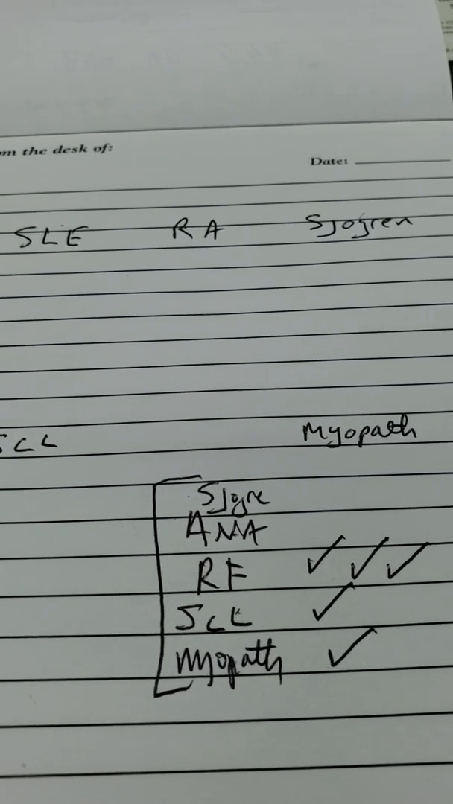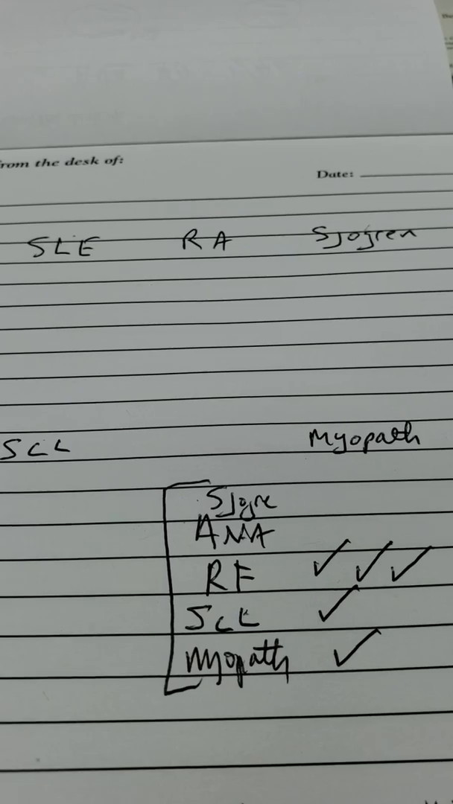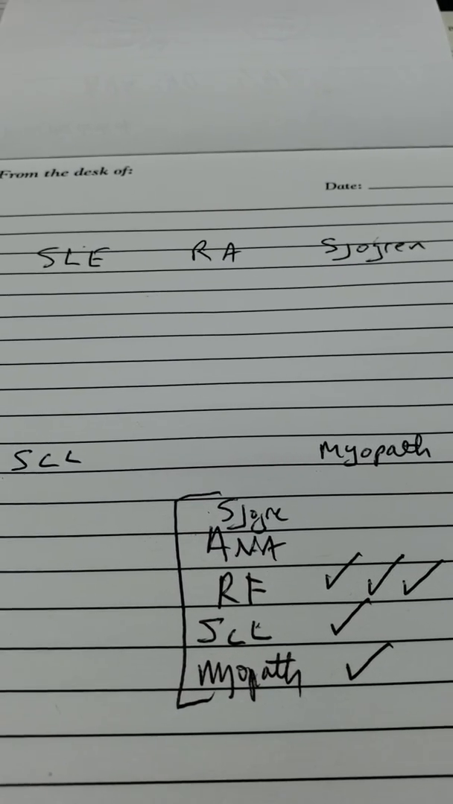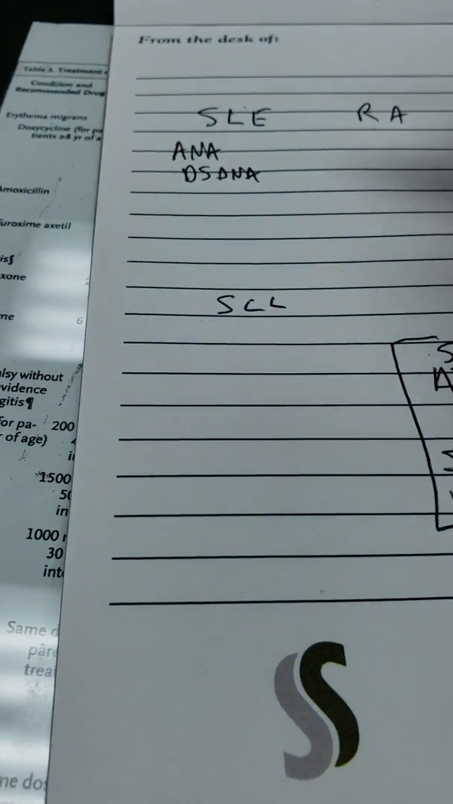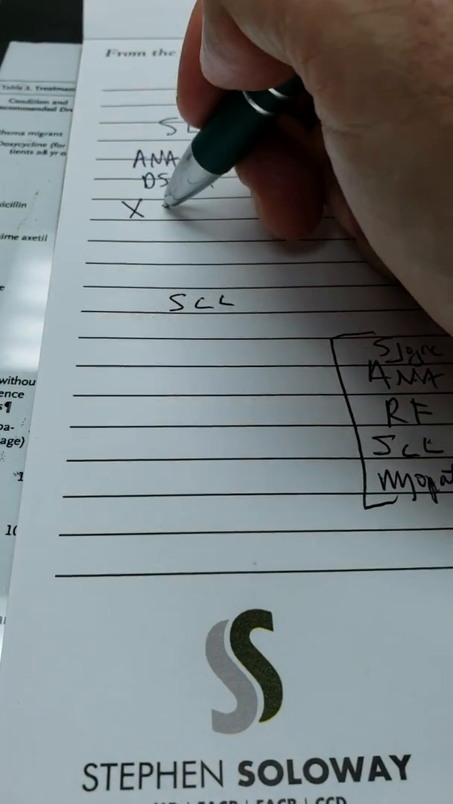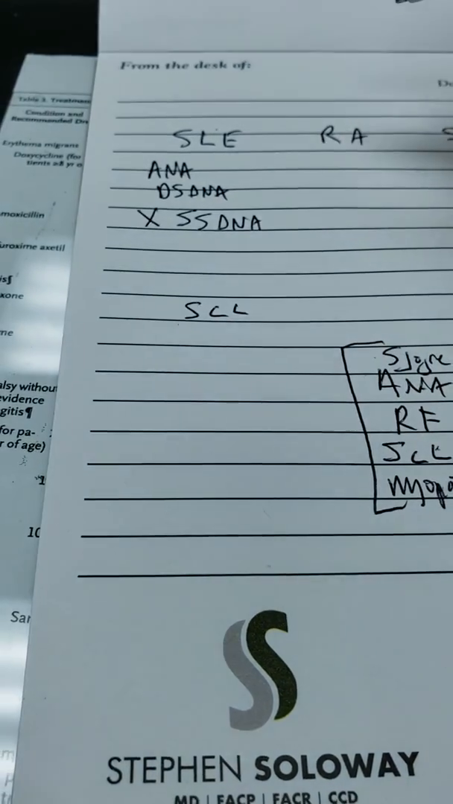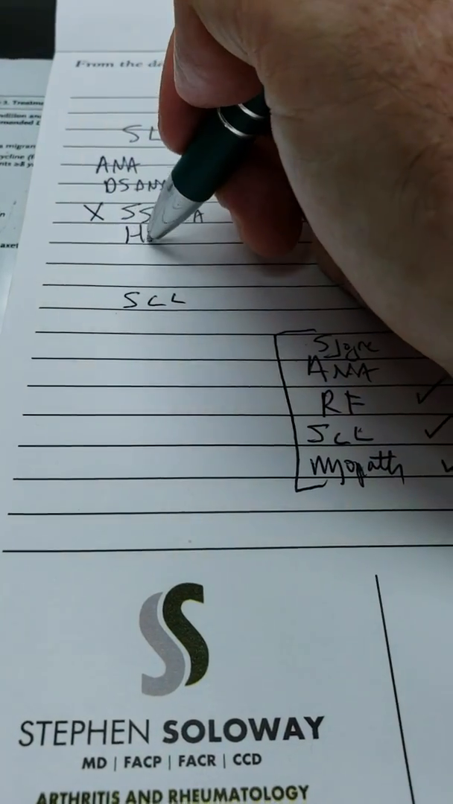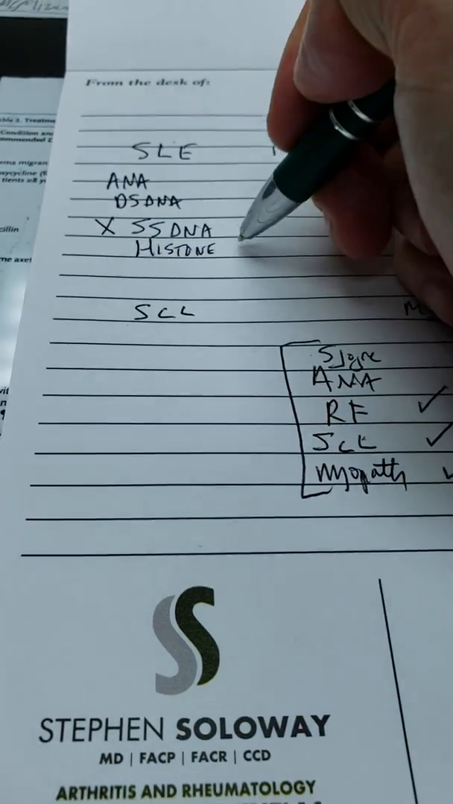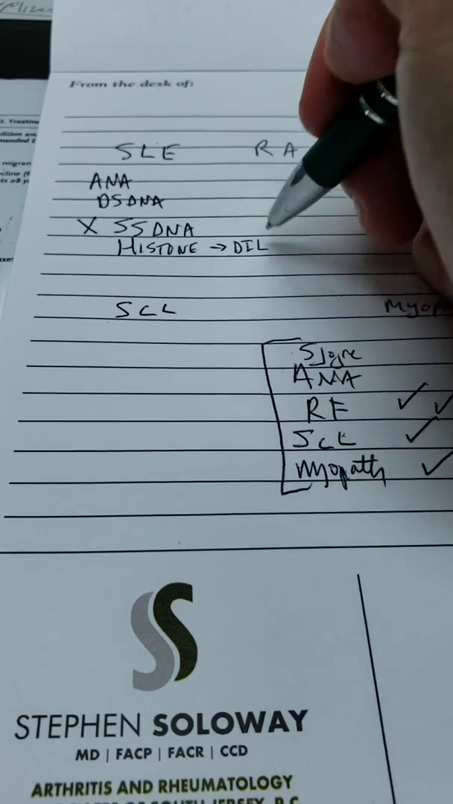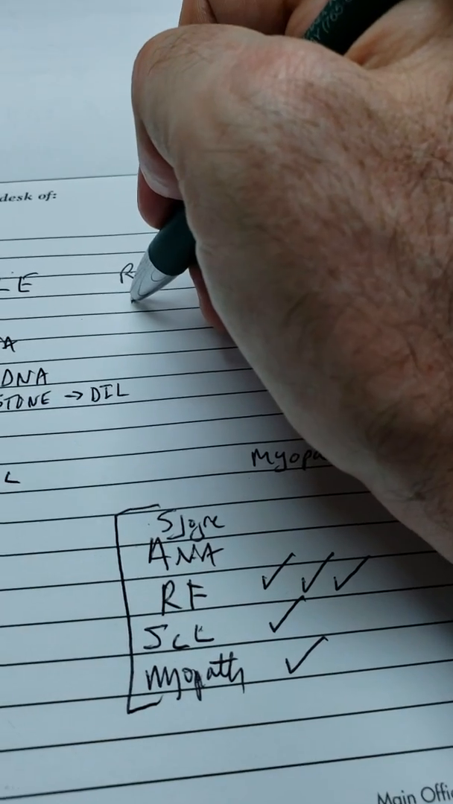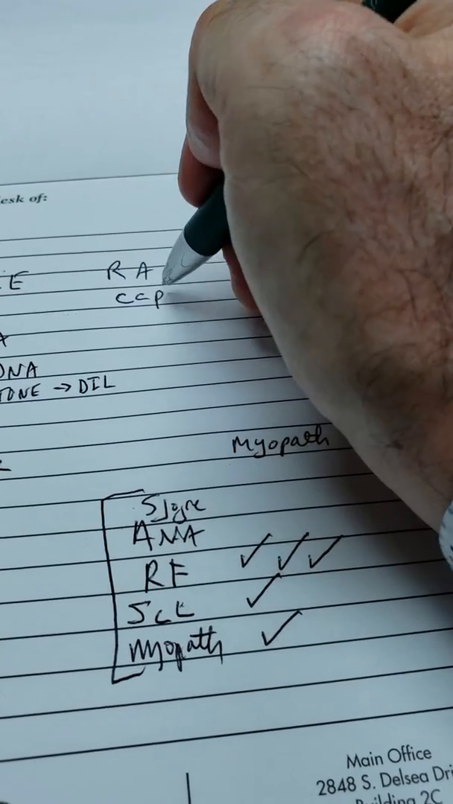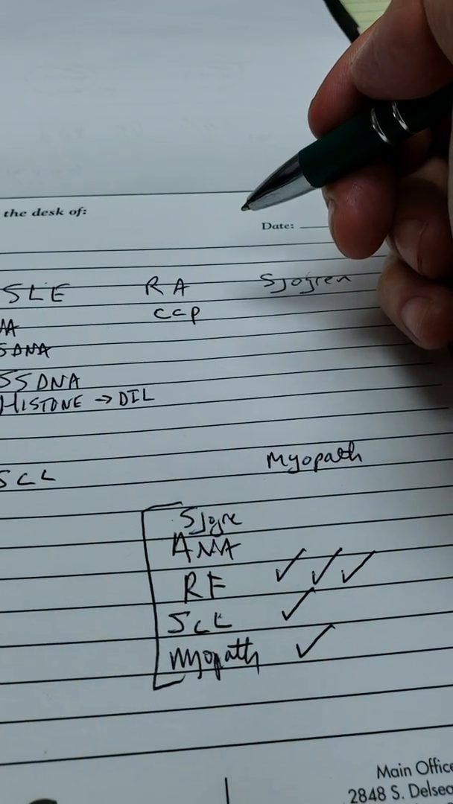Now, when we have the ANA, we will look for disease-related antibodies that are specific. So in the case of lupus, we have to have an ANA and a double-stranded DNA. We do not, and we never check, single-stranded DNA. It is not useful in clinical practice. We occasionally check what is called a histone antibody, and this is for DLE or drug-induced lupus.